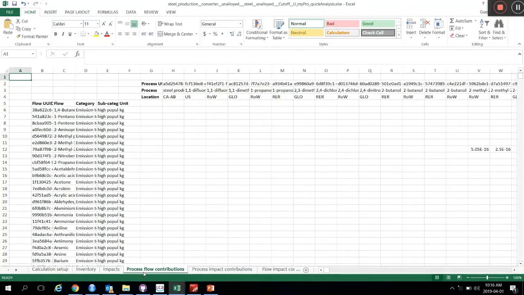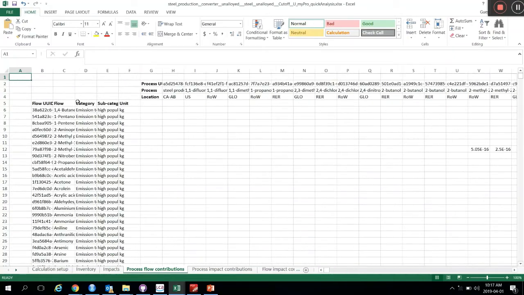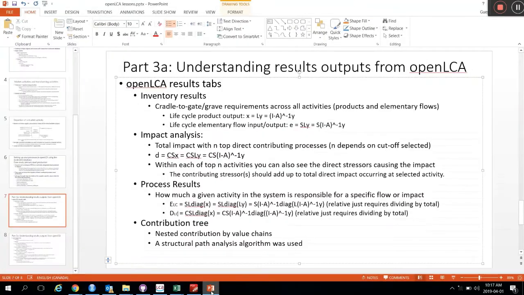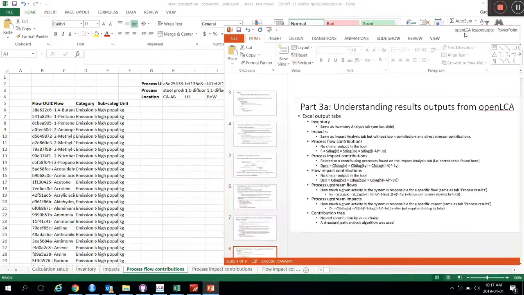Okay, process flow contributions. This is a big sparse matrix, and we see that the dimensions are elementary flows by processes. I taught you this a little bit earlier in class with the basic mathematics. There's no similar output in the tool actually, and it's basically giving you the result from this equation. So you're diagonalizing x and multiplying it by S.